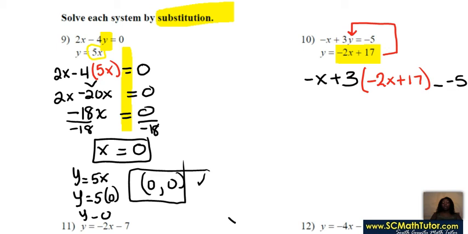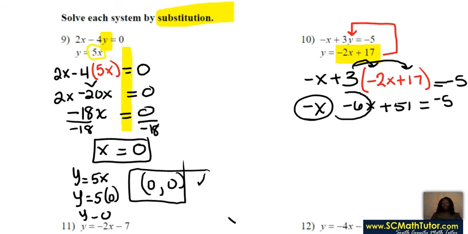Now I would like to distribute. So 3 times negative 2 is negative 6x. 3 times 17 should be positive 51. And I bring the negative x down, equals negative 5. Alright, so step 2, combine like terms. X and negative 6x is negative 7x plus 51 is equal to negative 5.